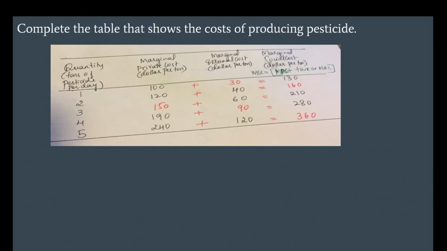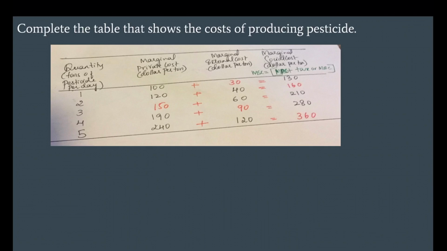Complete the table that shows the cost of producing pesticide. The table shows the quantity in the first column, marginal private cost in the second, marginal external cost in the third, and the marginal social cost in the last column. We know that marginal social cost is marginal private cost plus marginal external cost. The red ones are the blank spots I have filled in here. You can check it yourself.